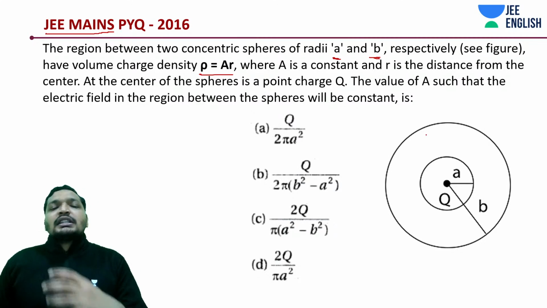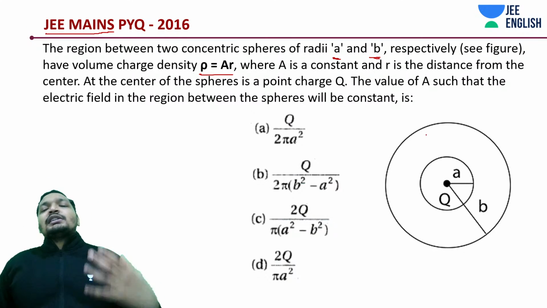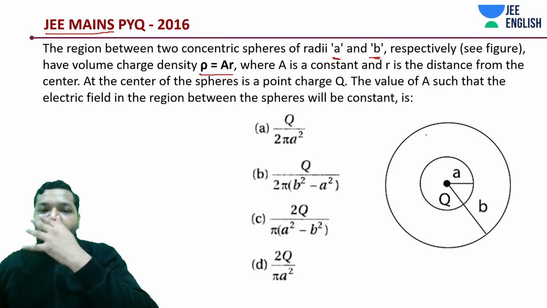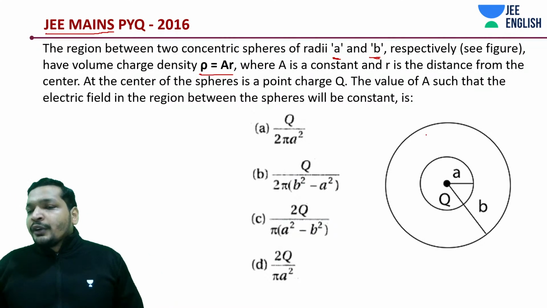a critical concept which we haven't discussed in the class as well. So we need to discuss this concept. What happens when a charge is placed at the center of two concentric spheres? Think about it carefully. What is given in the question?